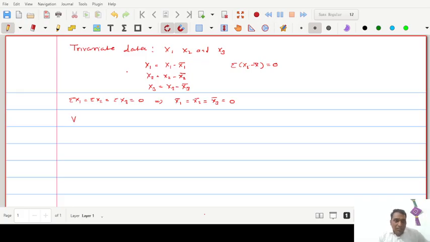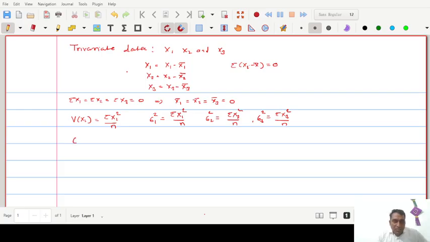Then we find the variance of xi. It has the formula summation of xi square upon n, and the x bar term will be 0. So directly we get the formula, that is sigma 1 square has the formula summation over x1 square upon n. Sigma 2 square has the formula summation over x2 square upon n, and sigma 3 square has the formula summation over x3 square upon n.